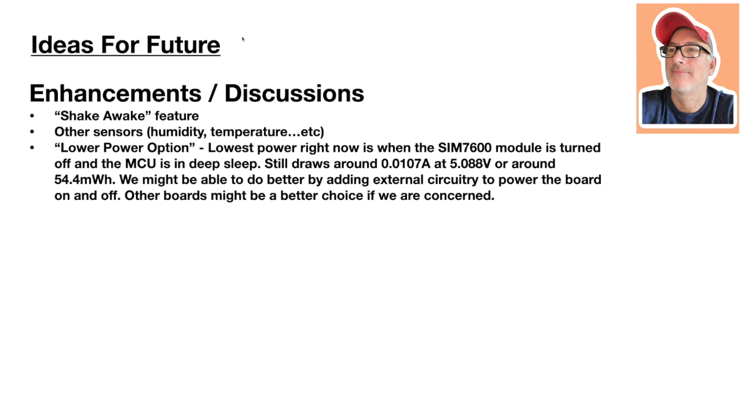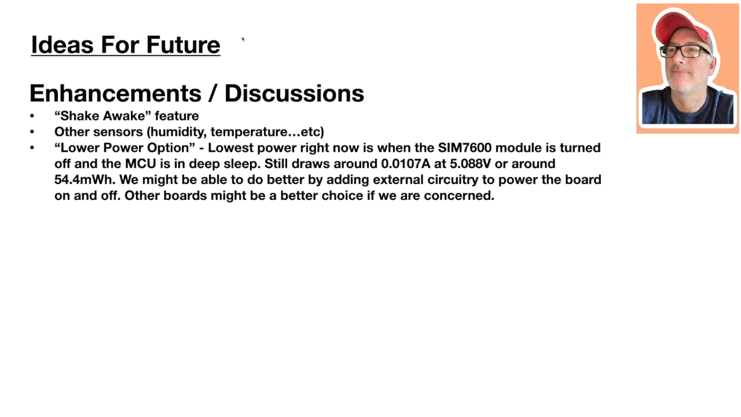I think that the low power option is still a little bit of a concern. Right now, the lowest power option that we have is when we turn the SIM7600 module off and set the MCU into deep sleep mode. Even in this mode, the board still draws around 10.7 milliamps at the 5.08 volts that we're getting from the USB-C port, that's still around 54 milliwatt hours of power that the board's consuming. And that's the best that this board can possibly do.